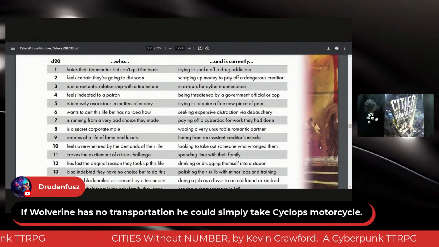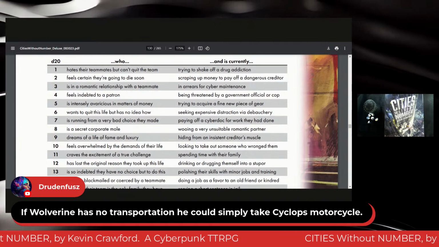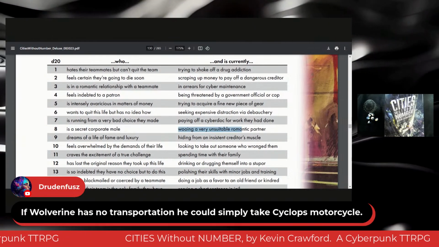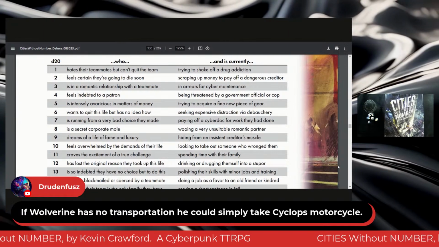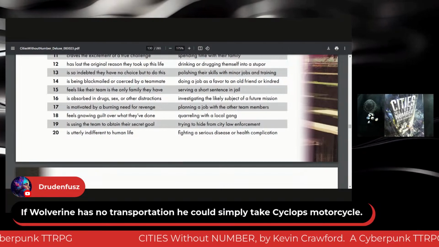And then, of course, we have to go who and is currently, right? So who is a secret corporate mole, or who is wooing a very unsuitable romantic partner, or something like that. And of course, you could apply that to the whole group or just individuals.